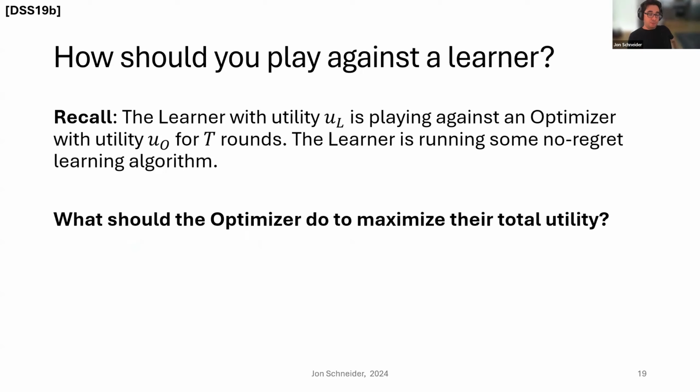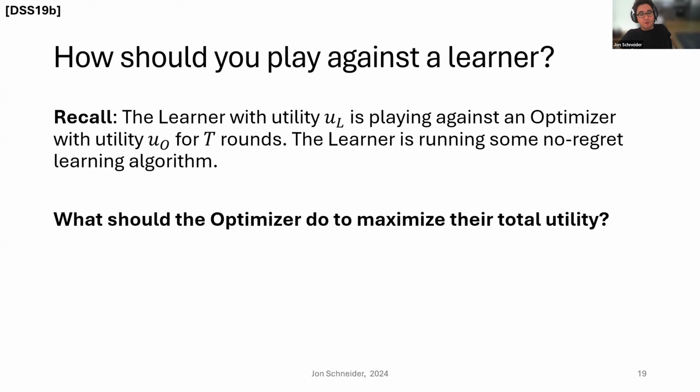And the learner is going to be running some no-regret learning algorithm. Think of it as multiplicative weights, or follow the regularized leader, whichever you'd like. And the main question we're interested in, at least to start, is what should the second player, the optimizer, do to maximize their total utility?